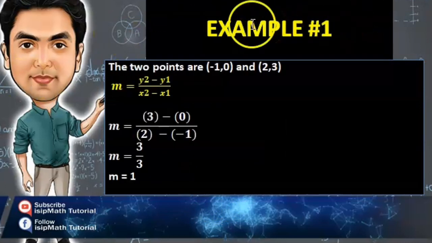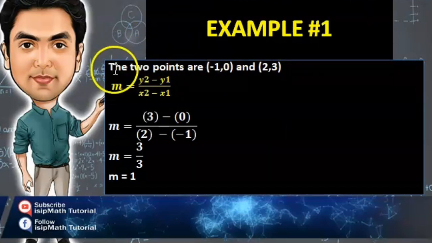Okay, example number 1. So find the slope of a line given these 2 points. We have here negative 1 and 0. So our x is negative 1 and our y is 0. And our second point is positive 2 and positive 3. So our x in our second point is positive 2 and our y is positive 3.